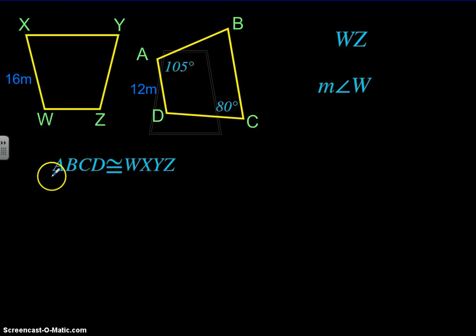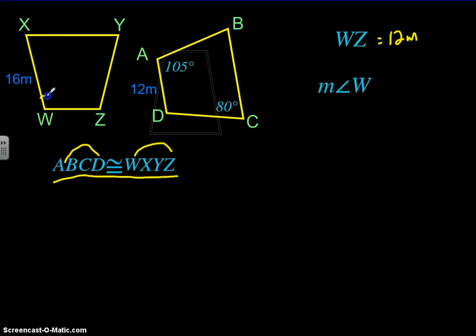Now here's a congruence statement. ABCD is congruent to WXYZ. So I want to find the length of WZ. Well, here's WZ right here. What does this correspond to in this shape? Well, if you don't know by looking at the shape, look at the statement. WZ corresponds to AD. How long is AD? 12 meters. So WZ must be 12 meters because they are congruent.